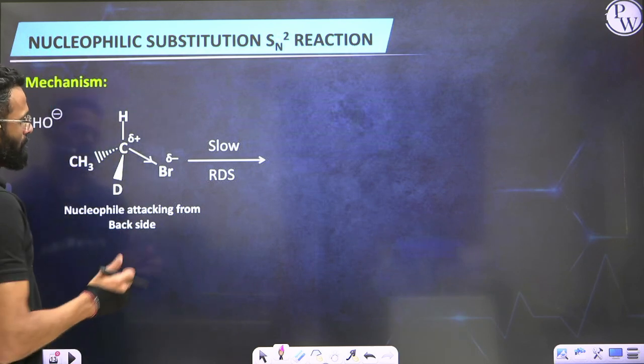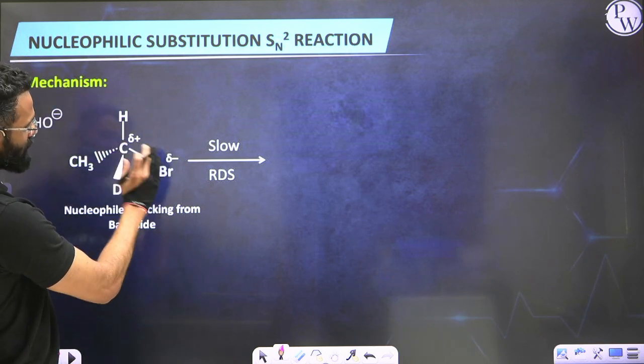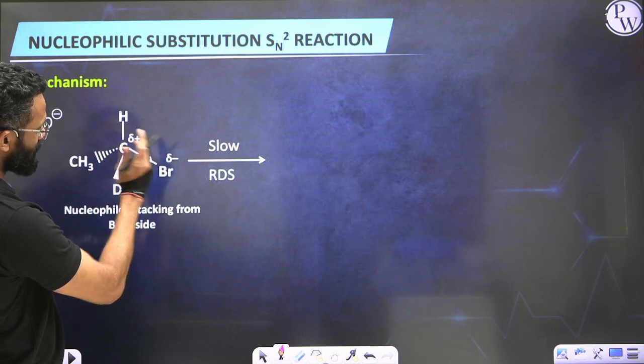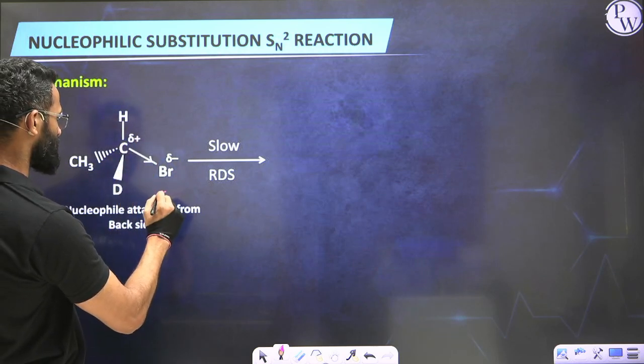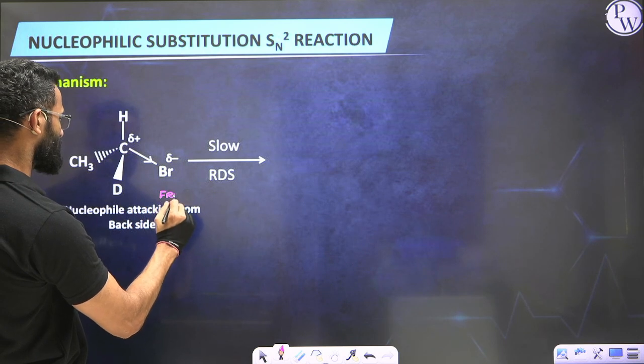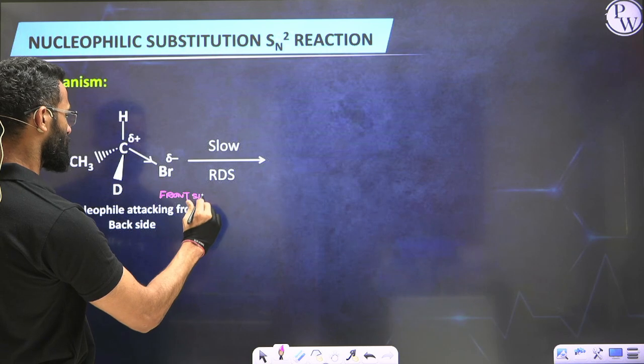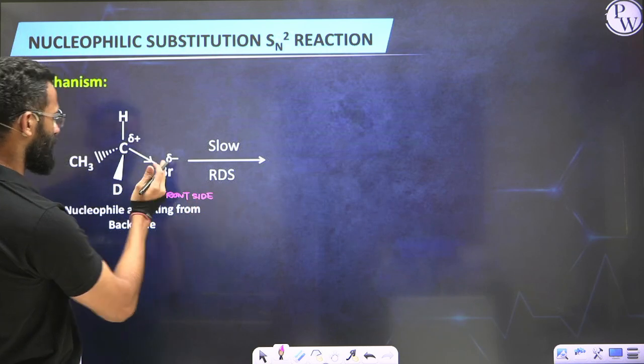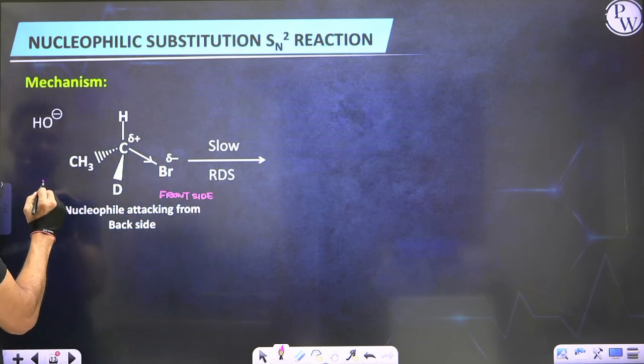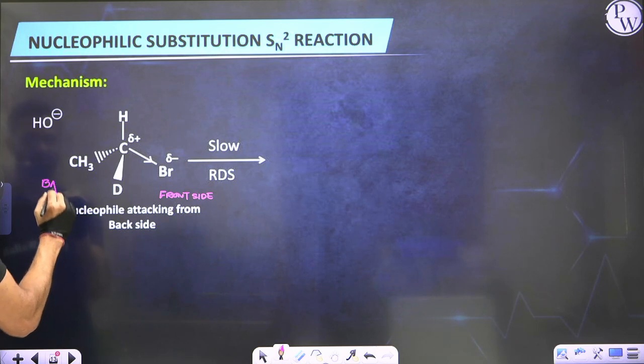Now the carbon having a leaving group bromine and the side where leaving group is present, let's call it as front side. So this is front side. And side opposite to that we are calling it as back side.